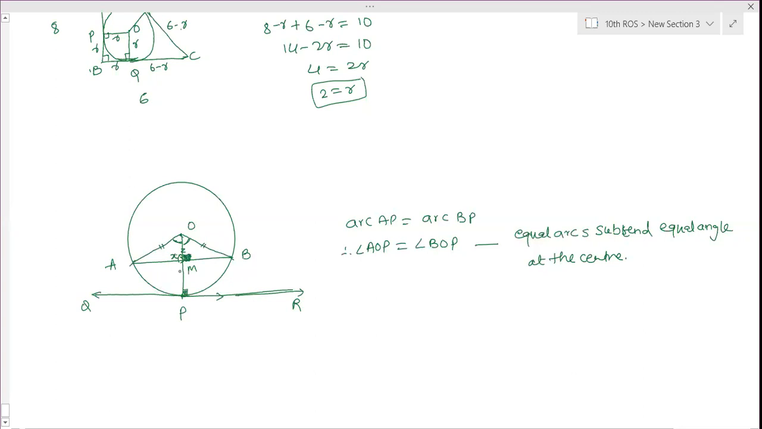Clear? Yes, ma'am. Solve and prove it yourself. The congruency is SAS between AOM and BOM: radii, common side, and the angles you have shown equal. Okay? Yes, ma'am.